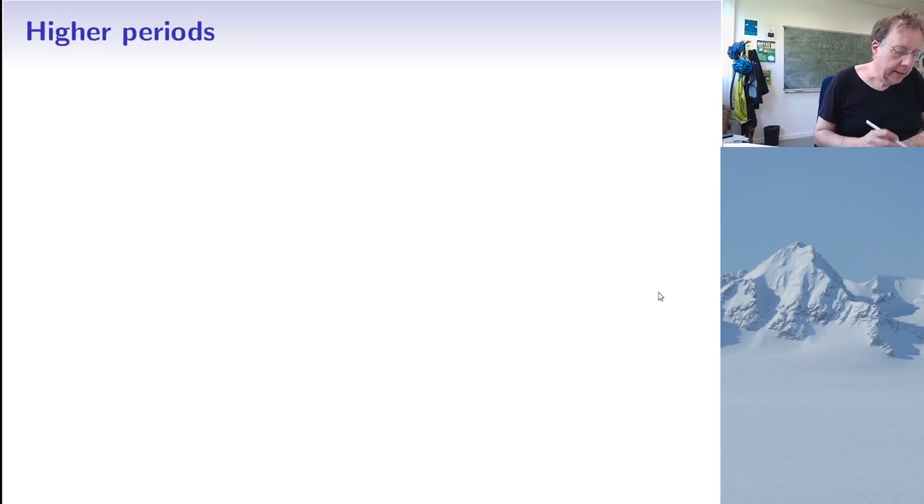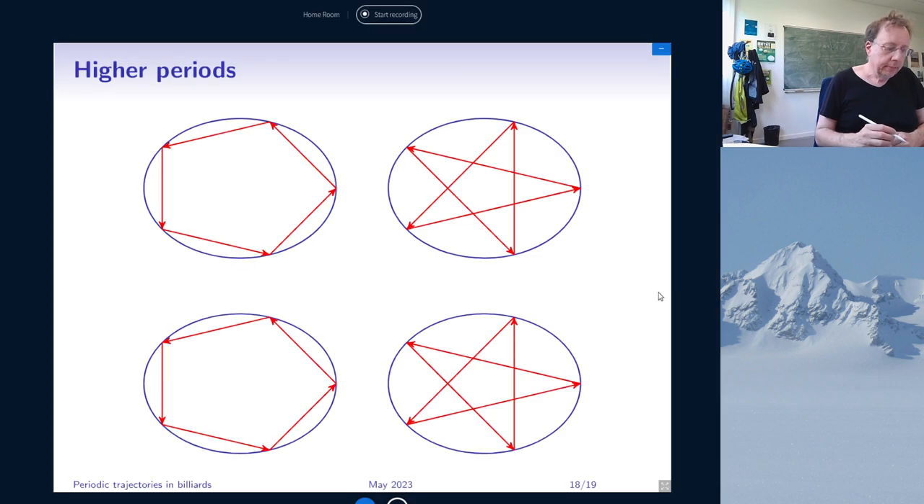Now, the same can be done in higher periods. The only difficulty is that we don't want just two trajectories for any given period, we actually want two trajectories for every rotation number. But the solution here is that we just do things a bit more carefully in terms of how the points are put on the boundary. So I will take the order into account.